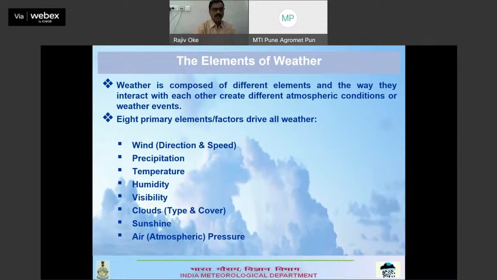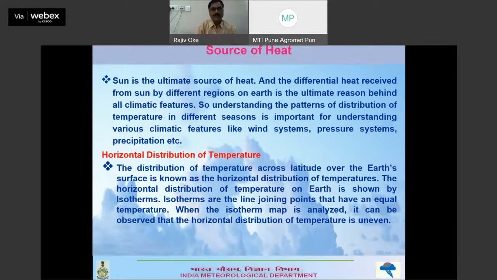Before going deep into the procedure and techniques of observation, let us have a basic idea behind it. The wind is blowing, precipitation is occurring, visibility changes and clouds are forming. So what are the basic driving factors which create these elements, that is, the source? The basis of this is temperature, which is the main thing driving all the weather parameters. The sun is the ultimate source of heat, and the differential heat received from the sun by different regions of the earth is the ultimate reason behind all the climatic features.